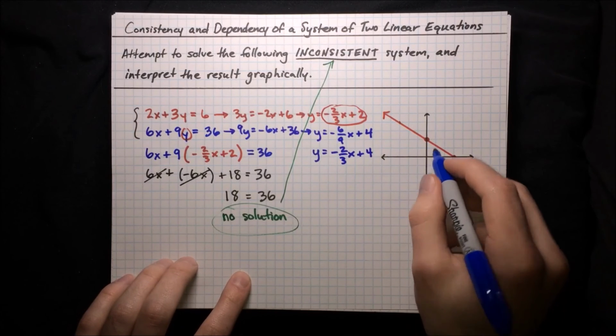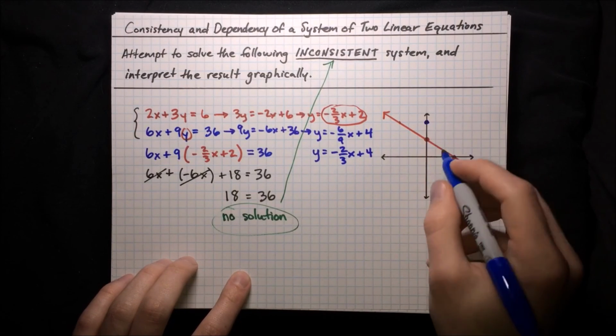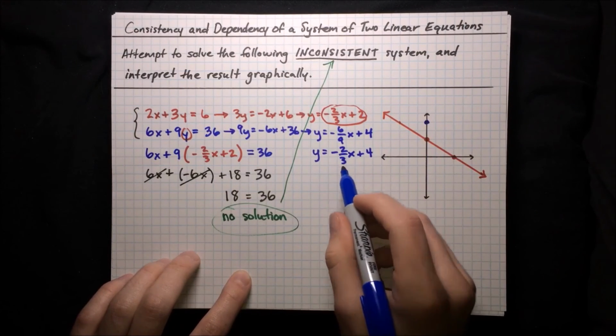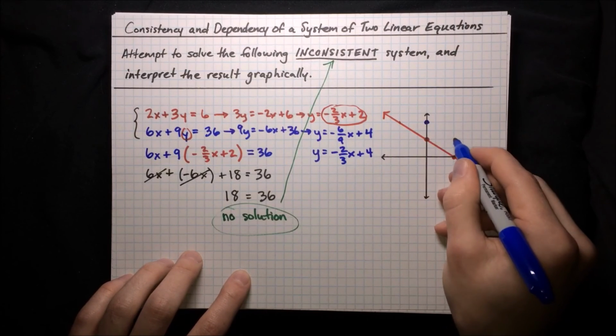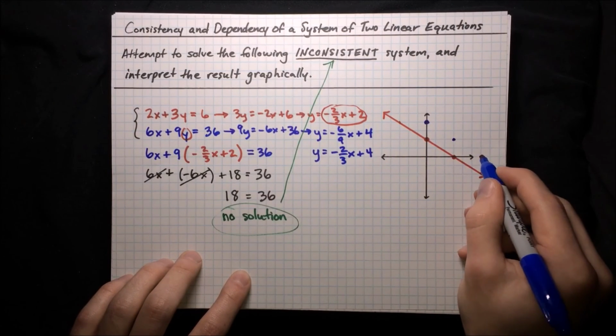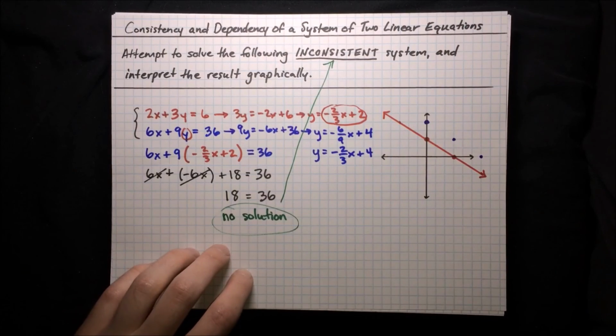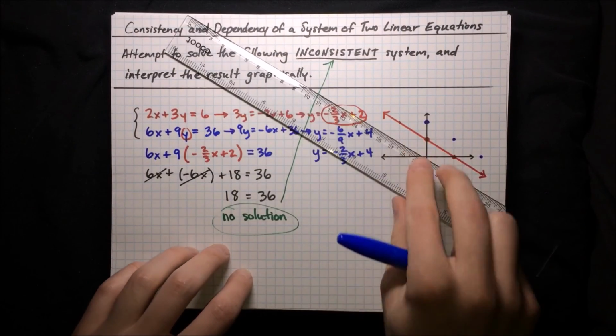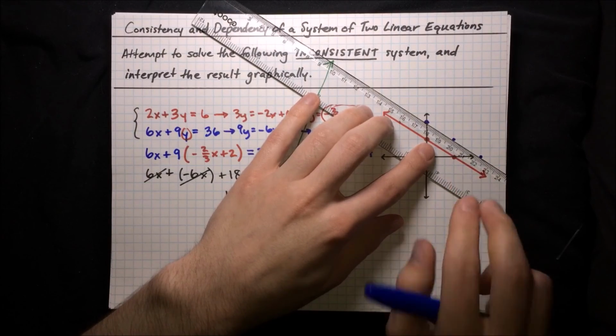So the y-intercept is 4 this time. And now we're still going down 2 over 3 according to the slope. Down 2 over 3, down 2 over 3. So it goes like this. Let's go ahead and draw that with our straight edge.